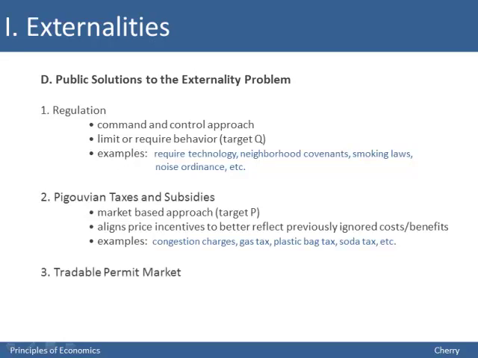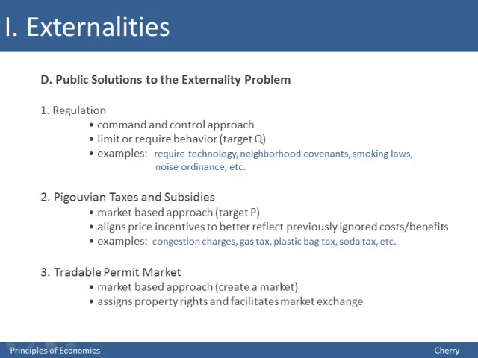So the third approach we're going to discuss is tradable permit markets. And this is a market-based approach as well, and it's essentially creating a market that didn't exist before. And it does so by assigning property rights and then facilitates the exchange of those property rights in a market. And this approach is generally used in the case where you have a negative externality in production, where a business or a firm emits pollution during their production process.